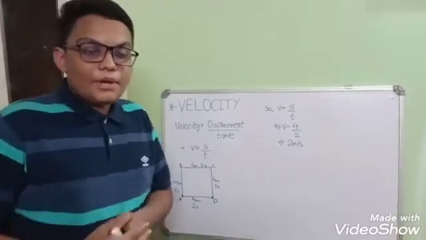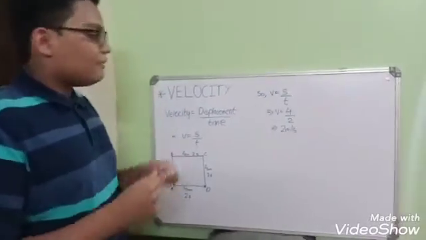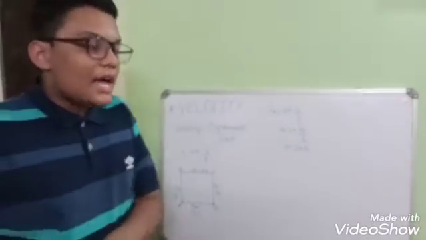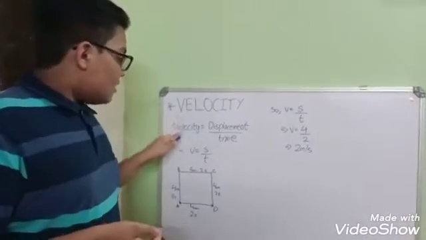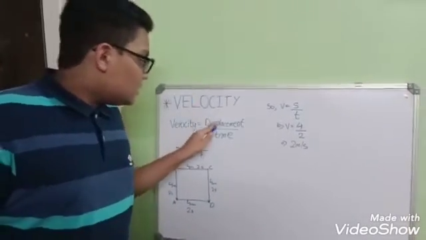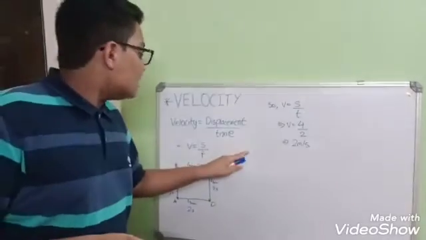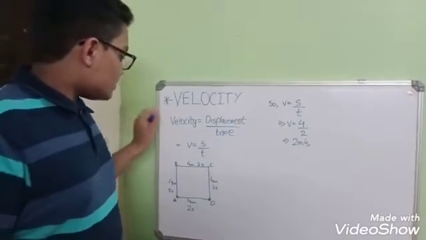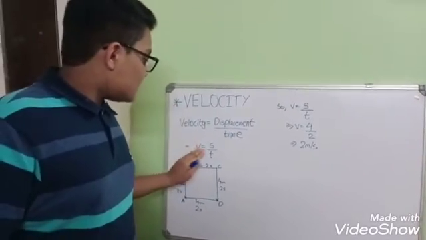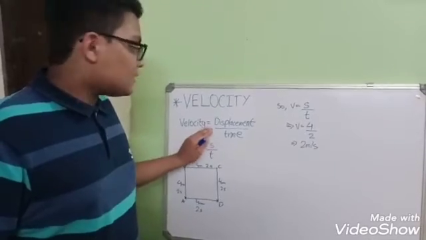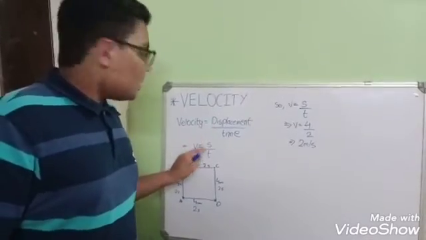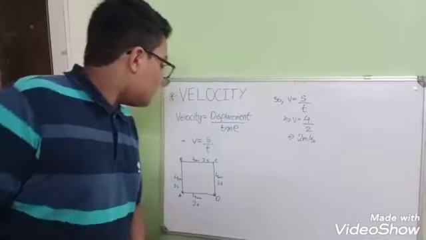Now I am going to explain how to find the velocity of an object. As I said earlier, the velocity is equal to the displacement divided by time, and in variables it can be expressed as v is equal to s by t. Displacement is written as small letter s in variable form.